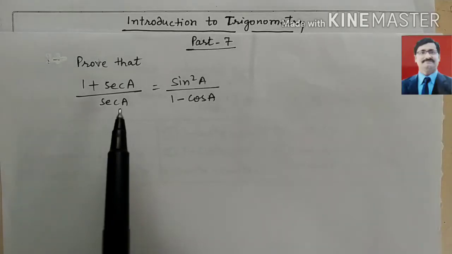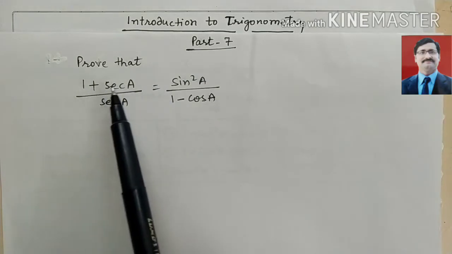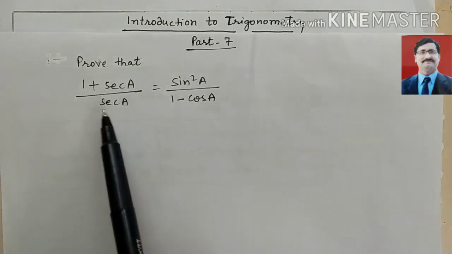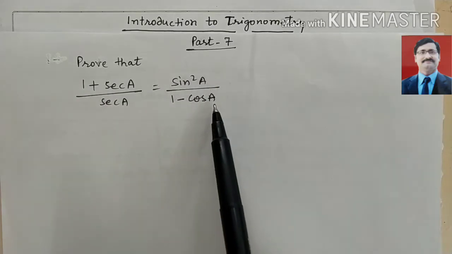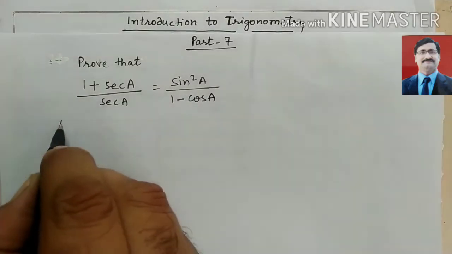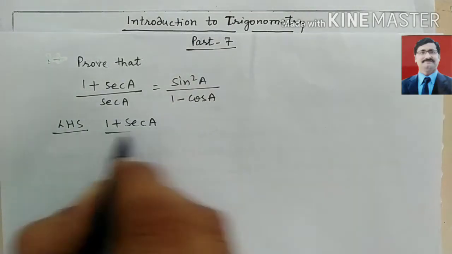Look here, all of you, we have to do part 7. Here we will prove that (1 + sec a)/sec a is equal to sin² a/(1 − cos a). Look here, you will take the left hand side: (1 + sec a)/sec a.